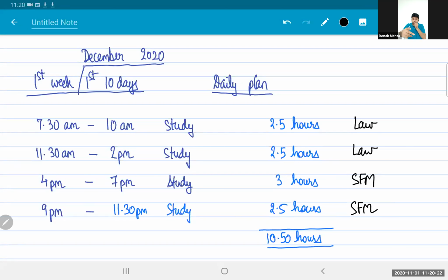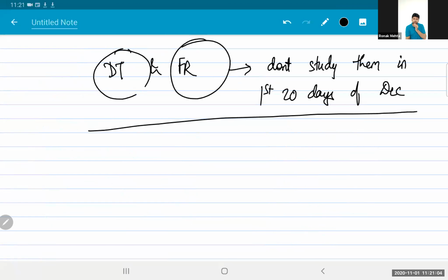Depending on which subject gets over, replace it by another subject. Law got over, replace it by audit. SFM got over, replace it by another practical subject like costing. Costing also has theory, I know, but not as much theory as DT. Compared to DT, I feel costing has more practicality, although costing also has theory. Okay, it may be 30%, 35%, but relatively speaking DT is more theory as compared to costing. So costing can be categorized as a slightly more practical subject. So the replacement of SFM can be costing. My honest suggestion would also be that you study DT and FR for the full day.